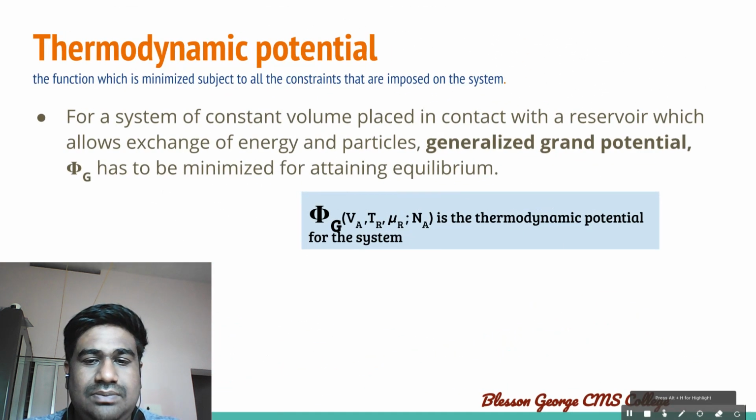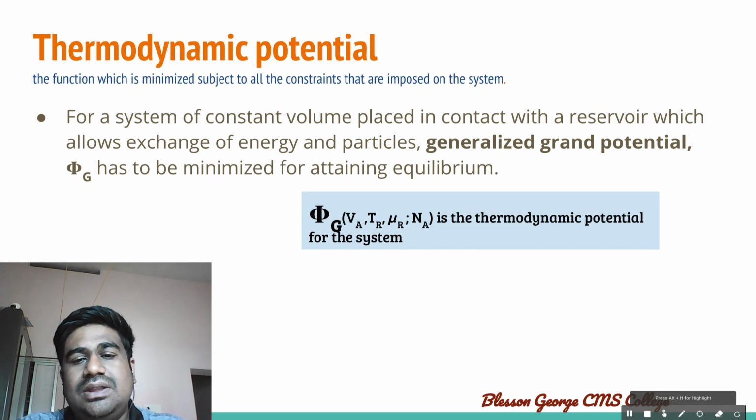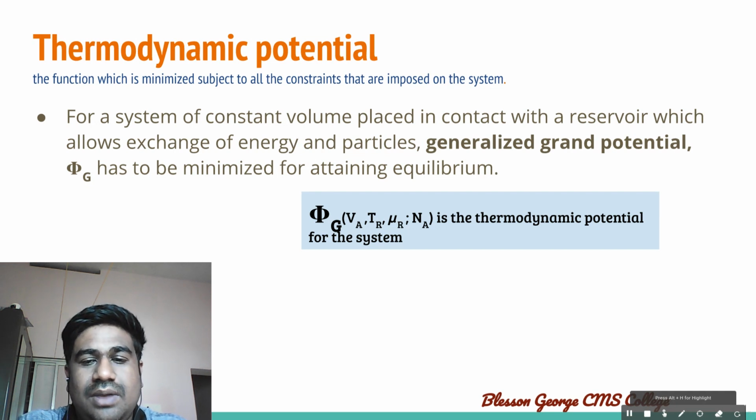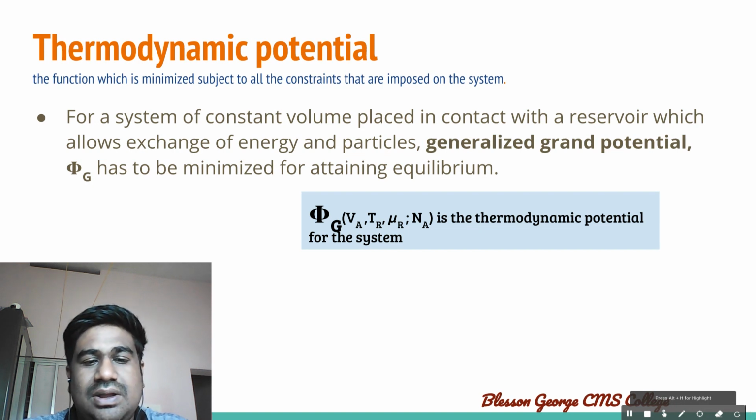So we'll see another example. We consider a system where exchange of particles is allowed. Consider a system at constant volume placed in contact with a reservoir, and exchange of particles and exchange of energy is allowed. And here we know that the generalized grand potential phi G has to be minimized for attaining equilibrium. So in this case, phi G is the thermodynamic potential. And what are the constants here? Here volume, temperature, chemical potential are constants, and we can vary the number of particles.